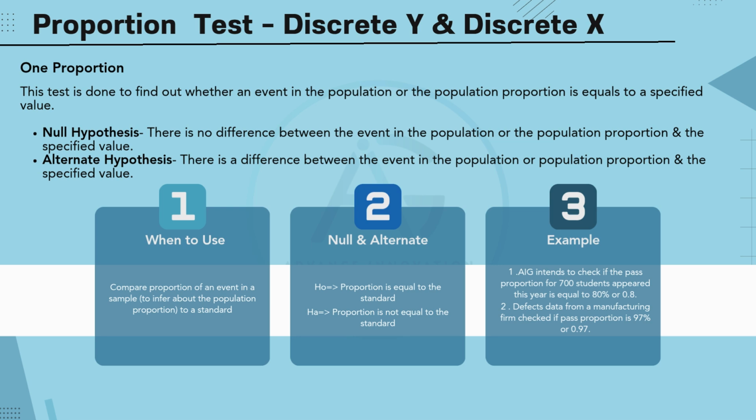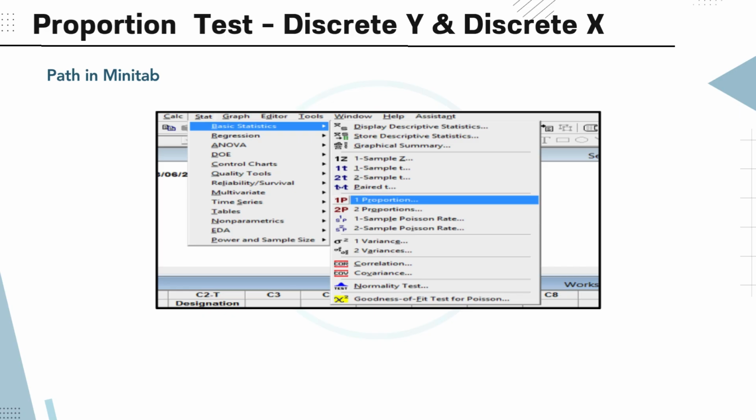3. Examples. Suppose a company wants to test whether the pass rate for 700 students is 80% or not. Another example is checking if the defect-free rate in a production process is 97%, as expected. This test is particularly useful for quality checks, survey results, or any binary outcome scenario where you have a benchmark to validate against. Let's now look at how to perform the one-proportion test using Minitab, which is one of the most widely used statistical software tools in Six Sigma and quality analysis.